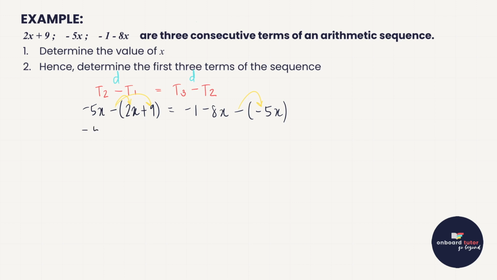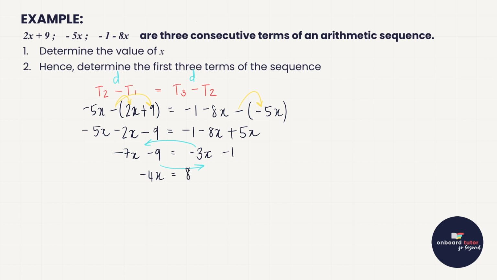So we're going to end up with minus 5x minus 2x minus 9 is equal to minus 1 minus 8x plus 5x. I can then collect like terms on each side, and then get all my x's to the left and all my constants to the right. This will help me to solve the equation. So I'm going to end up with minus 7x plus 3x, so that's minus 4x, and minus 1 plus 9 is 8. And then we divide both sides by minus 4, and we end up with the fact that x is equal to minus 2.